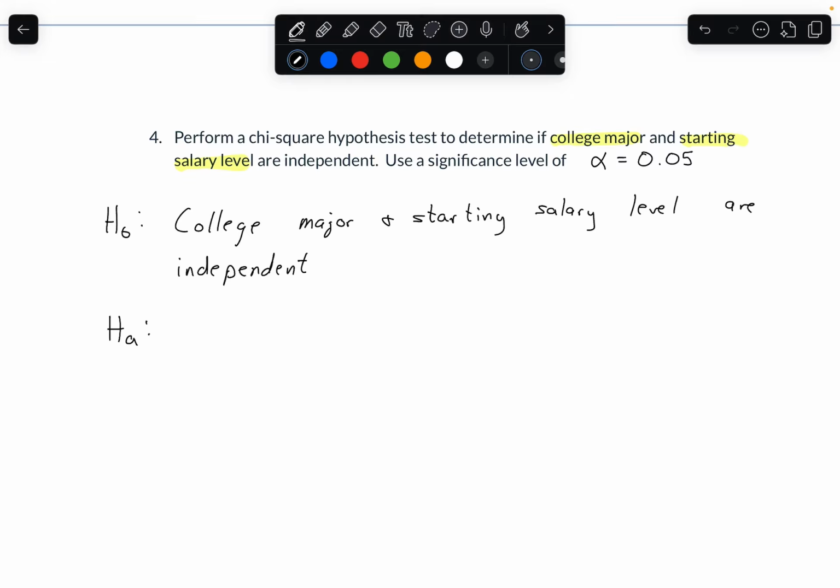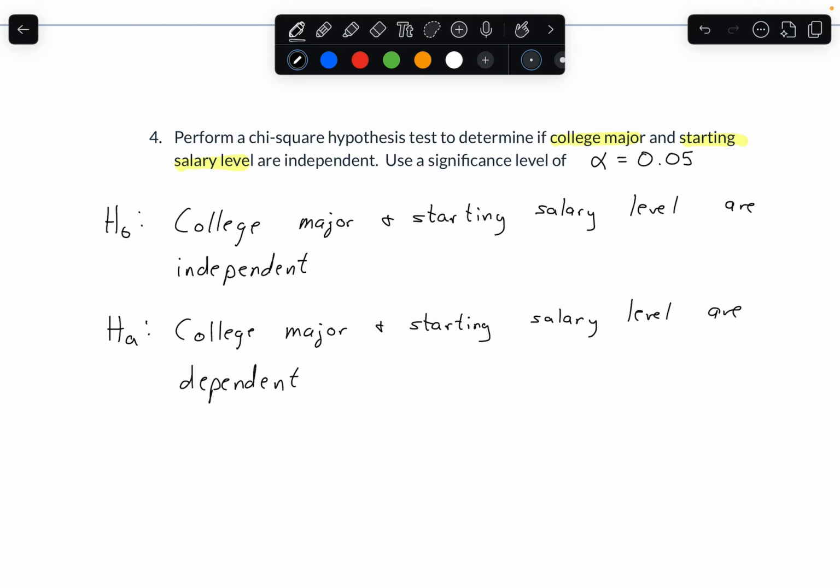My alternative hypothesis, HA, just says that those two things are dependent. So we're looking at college major and starting salary level are dependent. You could also say they are associated. Again, there's lots of different ways that you could phrase this. This is just kind of the default that we're going to be using. So we always want to make sure we talk about what those two variables are, so that we know what they are.